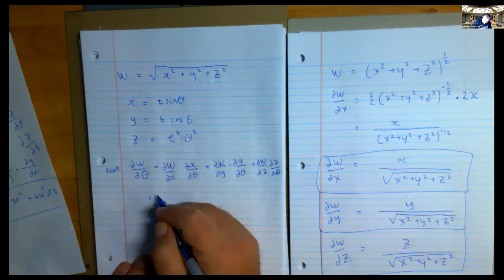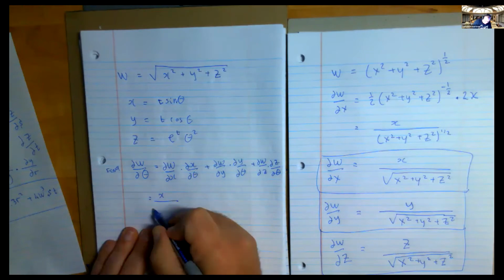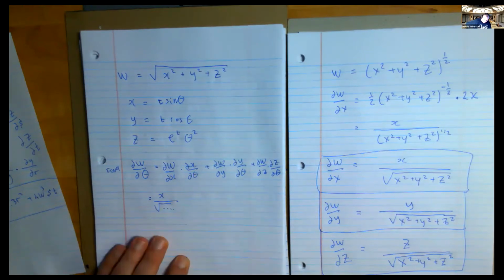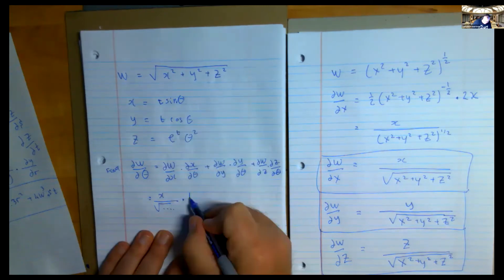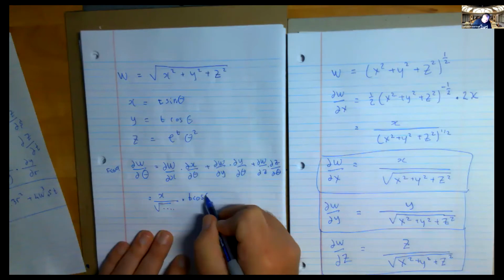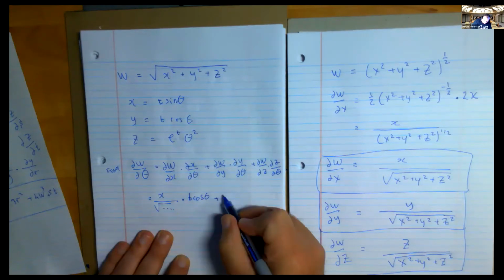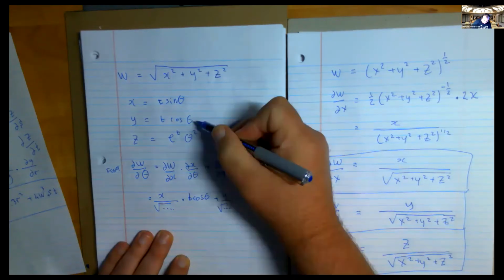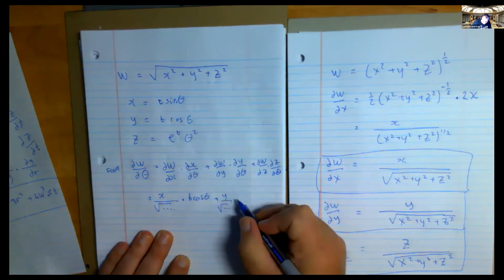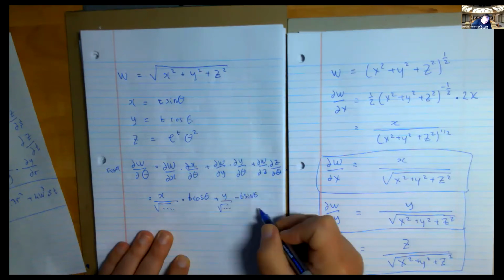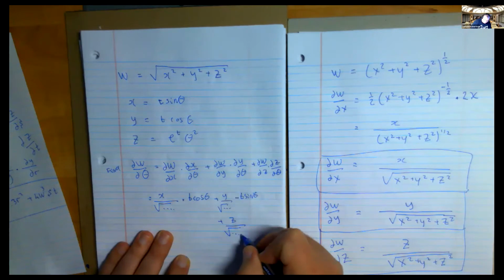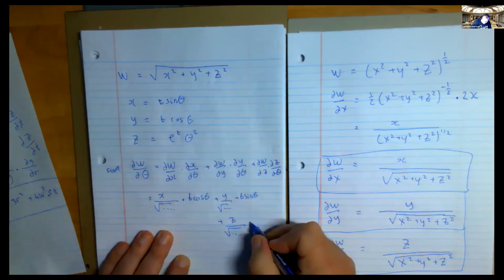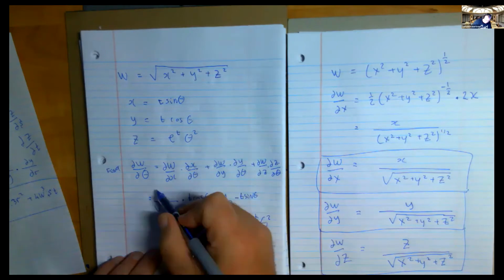So I'm going to get x over ugly square root, so I don't have to write it all, times this fella, derivative with respect to theta is t cosine theta. And then it's y over ugly square root. This one will get you negative t sine theta. And that last one is z over ugly square root. And this fella just gets you e to the t theta squared.